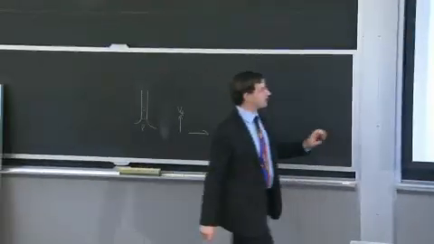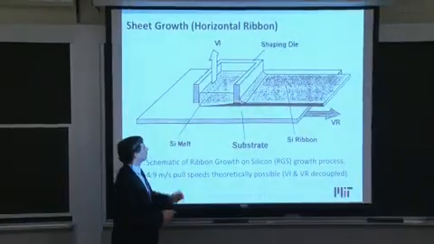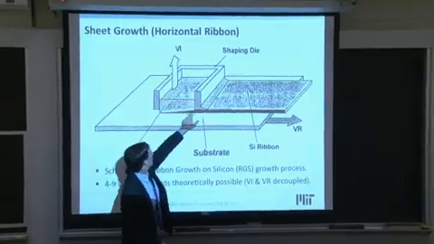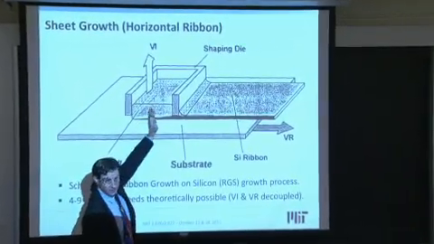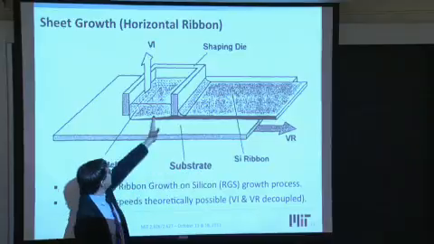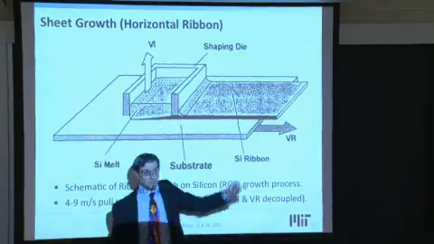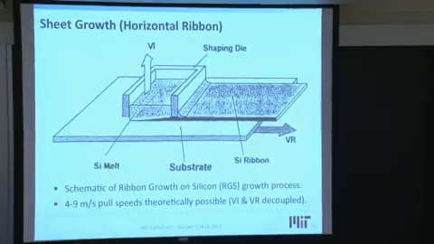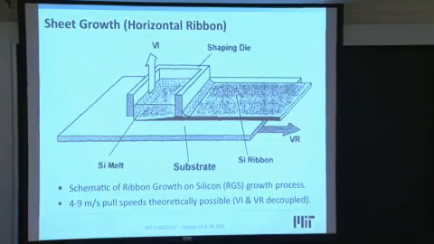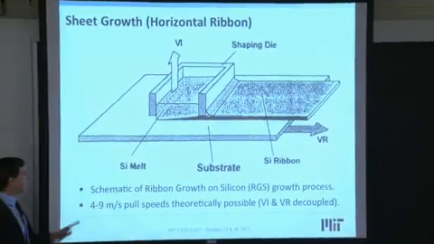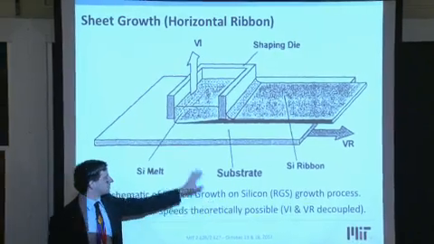And they came up with something that looked a bit like this right here, a horizontal growth mechanism. So you see the solid-liquid interface is now at an angle. It's almost vertical at this point. Yeah, it's a slight angle. And the pull velocity is almost perpendicular to it. So now you're able, in theory at least, to grow much, much faster. This was a schematic of the ribbon growth and silicon process.